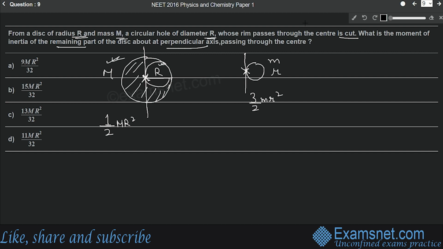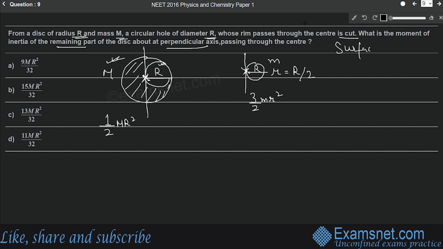So we know that the diameter of the removed part is equal to capital R. It was given in the question. So what will be the radius? It will be capital R by 2, half of the diameter. And what is the mass of the removed part? That we have to find using the surface mass density.